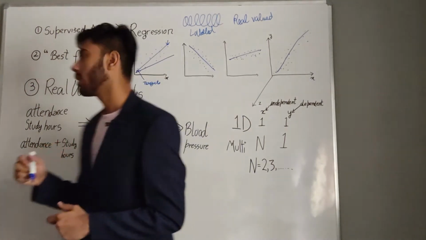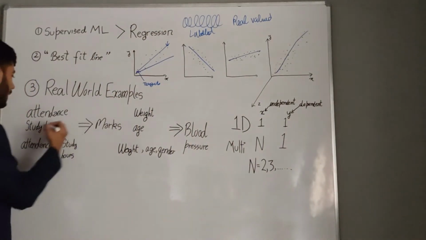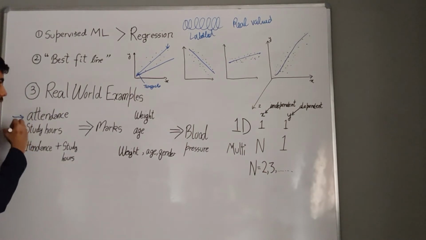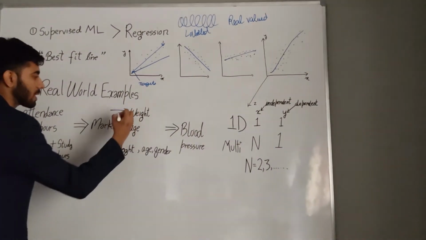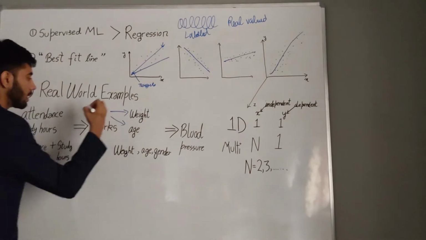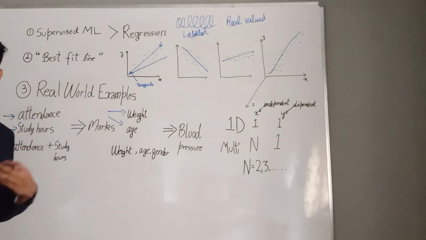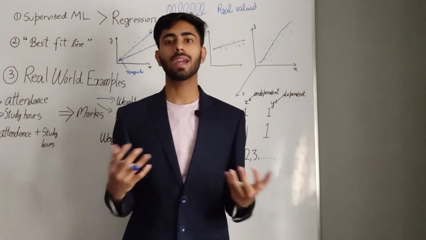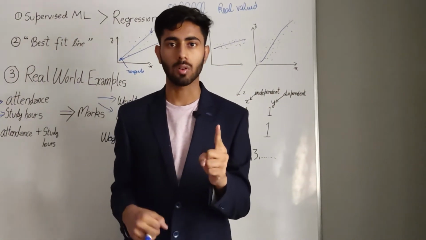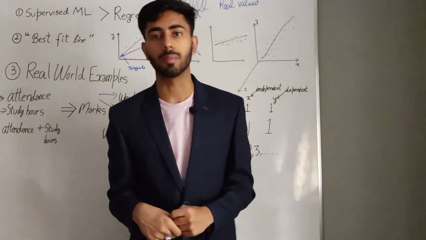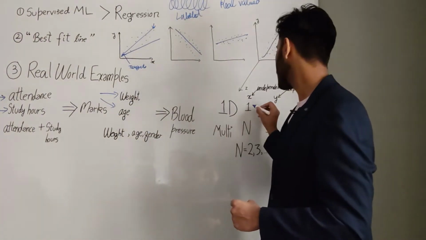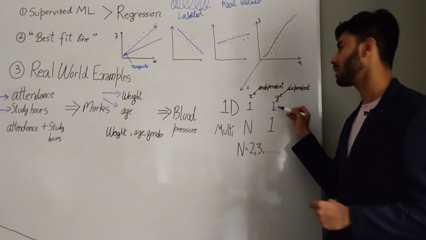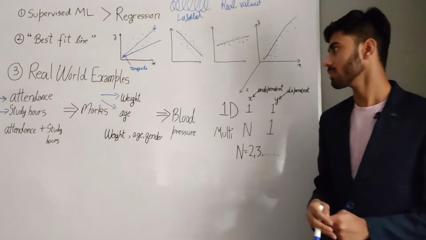So these examples where I have been given only the attendance, only the study hours, only the weight of the patient, and only the age, these examples belong to 1D linear regression. In 1D linear regression, we are given only one feature, or we can say only one independent variable, and on the basis of that independent variable, we have to find one dependent variable or one output.